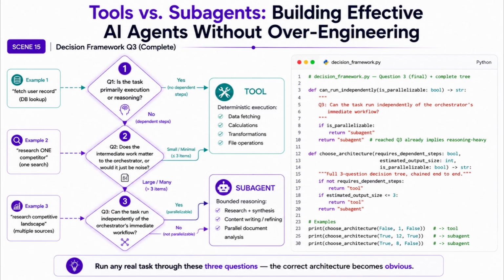On screen, the complete three-question decision function assembled end-to-end, chaining all three checks together and returning either tool or subagent as one clean final string output. Tools remain best for deterministic execution, fetching data, running calculations, transformations, validations, or file operations. Subagents remain best for bounded reasoning tasks, researching and synthesizing across sources, writing and refining complex content, or analyzing large document collections genuinely in parallel. Run any real task through these exact three questions in order, and the correct architecture becomes obvious rather than a matter of guesswork.